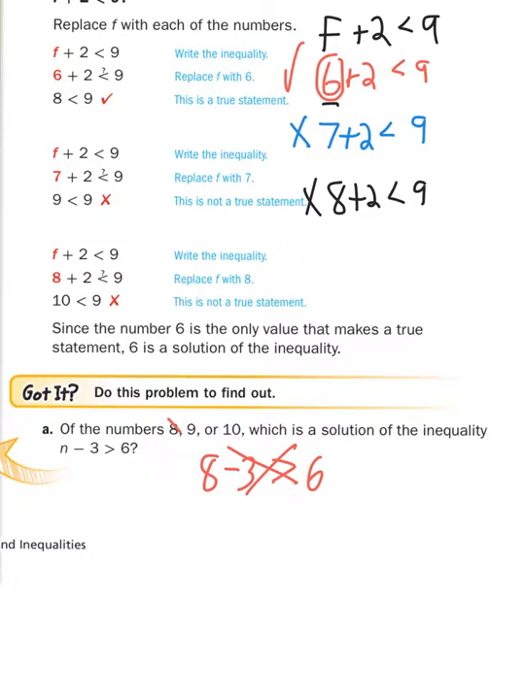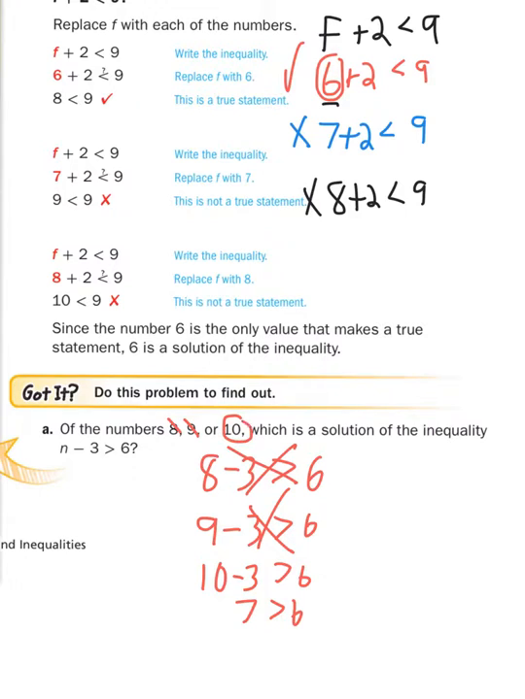I'm going to try 9. Is 9 minus 3 greater than 6? Well, 9 minus 3 is 6, but it is not greater than. So I know 9 is not a solution, so it must be 10. 10 minus 3. Is 10 minus 3 greater than 6? Well, 10 minus 3 is 7, and 7 is greater than 6.